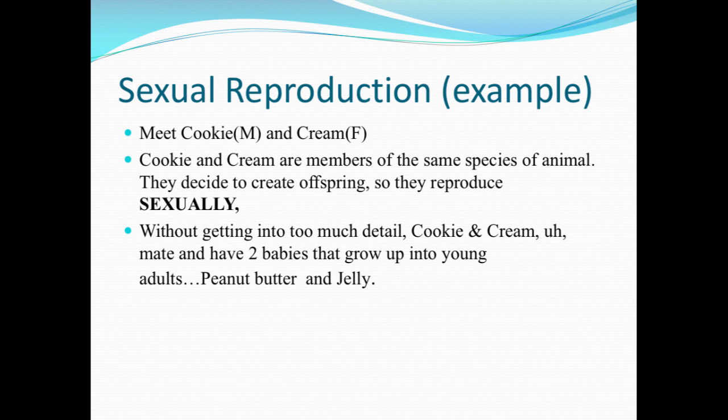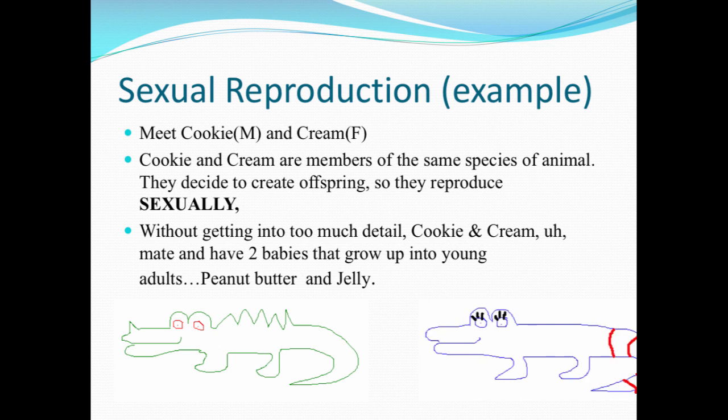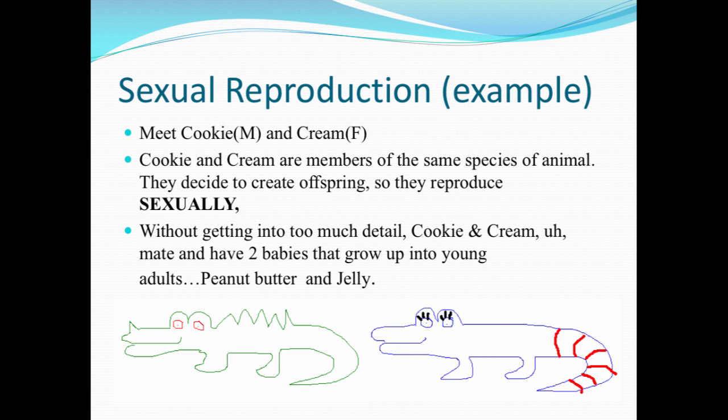So I'm going to go really quickly through this. You don't need to write any of this down, but we're just going to kind of review with Cookie and Cream. So here we have Cookie, he's our male, and Cream, she's our female. They're beautiful lizards. If we wanted to stop and look at some traits of them, notice how Cookie is green, and he does have these ridges on his back, where Cream is blue, she does not have any ridges, but she has this bright banding on her tail.